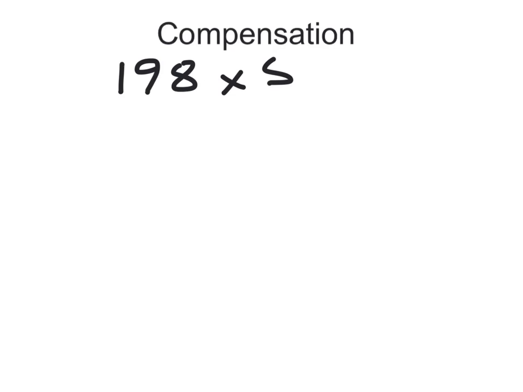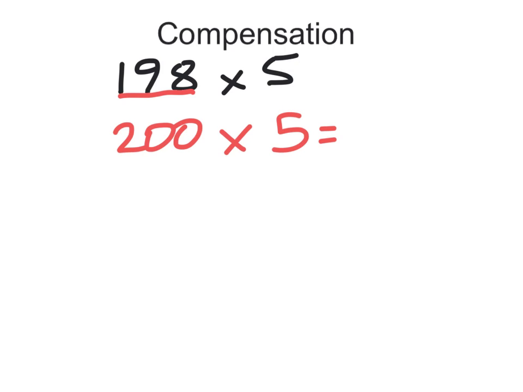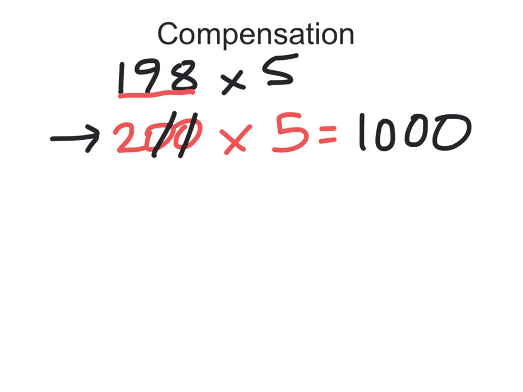198 times 5. Compensation would say, what could we round this number to that's close to 198 but is a multiple of 10, so it's easy to multiply? How about 200? So I'm going to change 198 to 200 and multiply that by 5. Take out my zeros. 2 times 5 is 10, and I tack on 2 zeros. Excellent. Now I'm not quite done because this here is an estimation, but I want an actual answer.